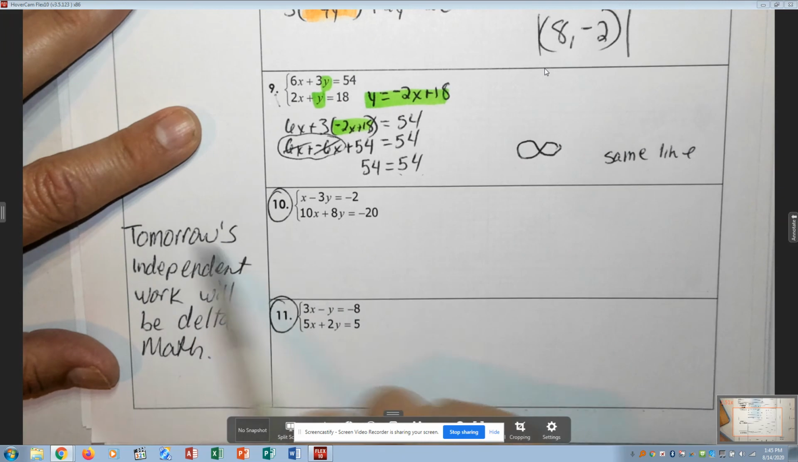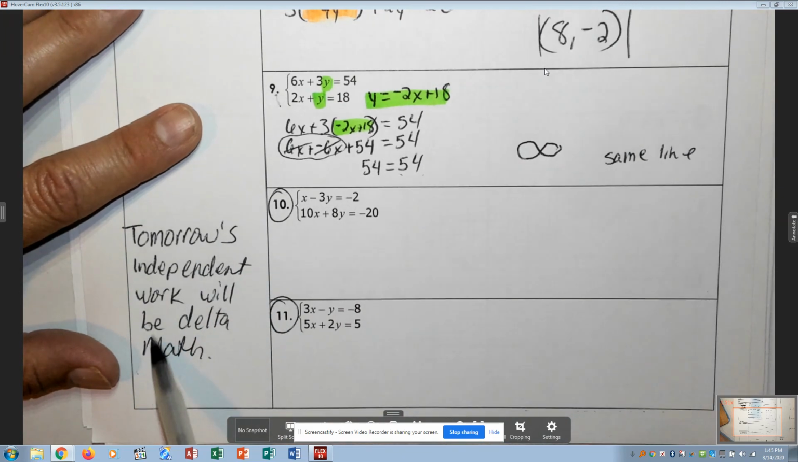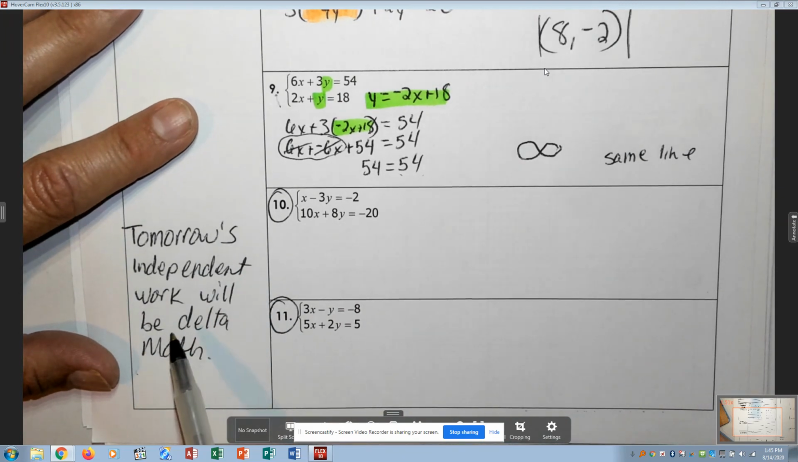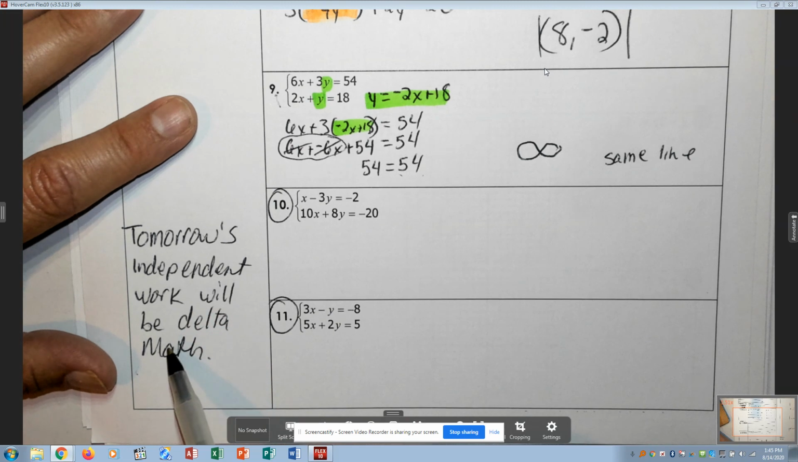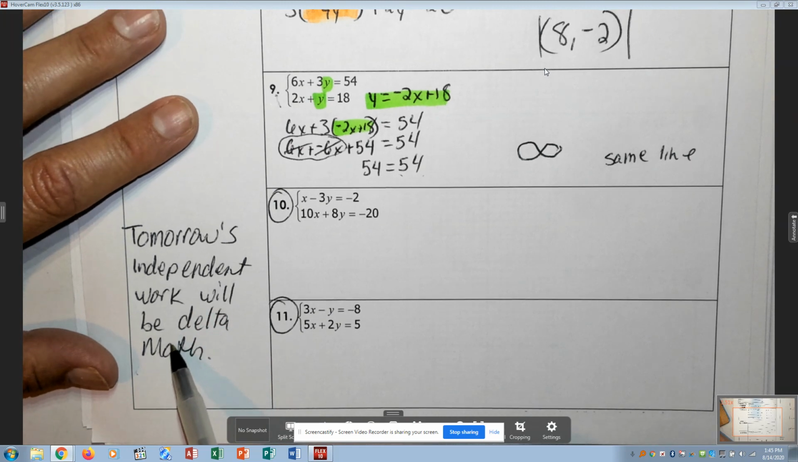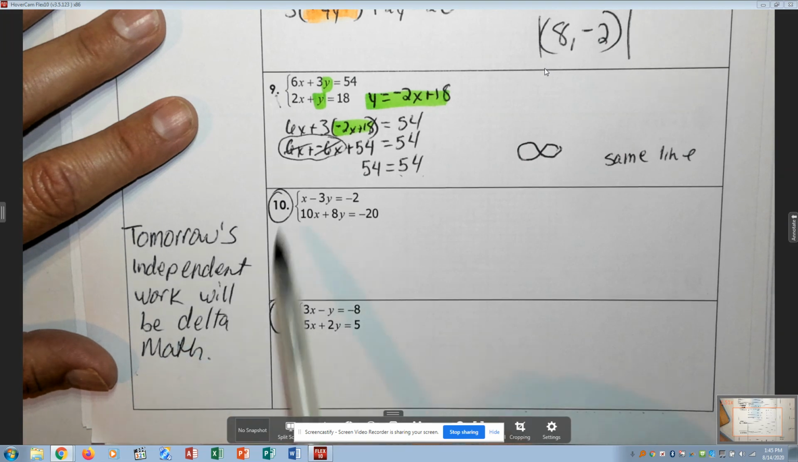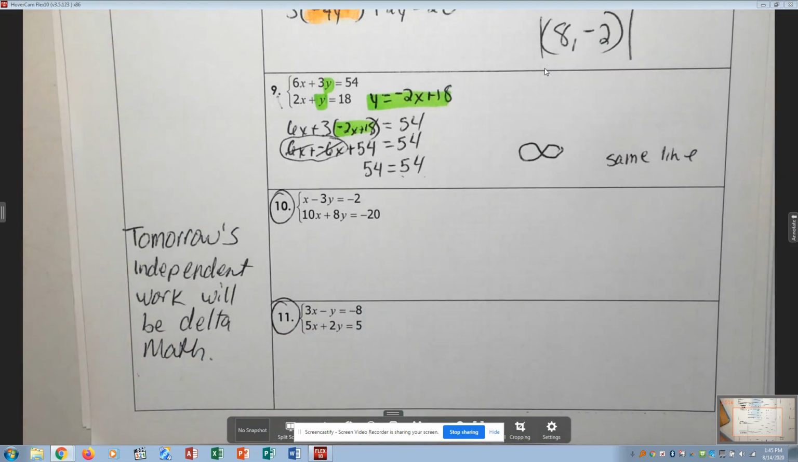Tomorrow, our independent work on the computer will just be Delta Math. So you guys are going to work independently on the computer on a Delta Math assignment. I'll be there to help you if you get stuck. Okay? So 10 and 11, you guys are on your own. Go for it.